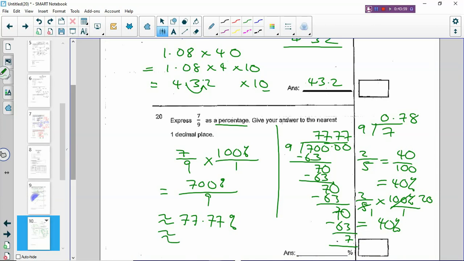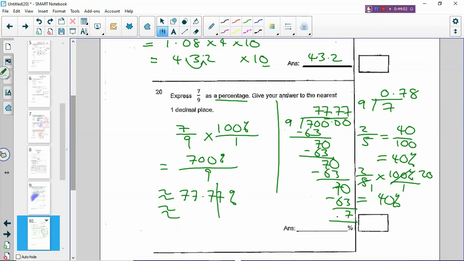And how do you round off? You just draw a line to show 1 decimal place, which is 77.7. That's your 1 decimal place, right? You draw a line to show the 1 decimal place. Then you look at the digit 7 that's nearest the line. Is it 5 and bigger?